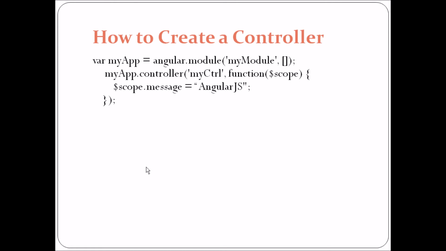This is the way. You have created your module with the name myApp and then in myApp you are attaching that controller. This is the way you can write that, and you are creating one scope and then on that scope you are attaching a message that is AngularJS.